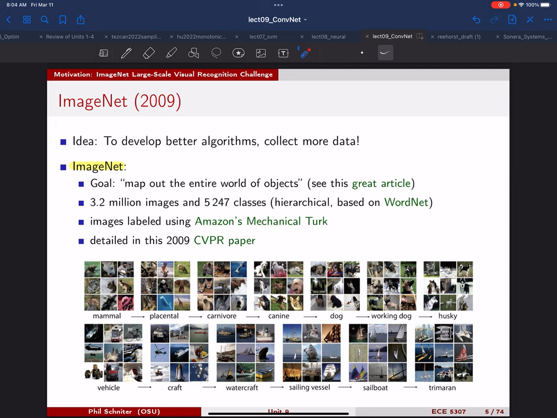The way they eventually did it was they collected 3.2 million images and more than 5,000 classes. And the way they set out even to organize all these different objects was inspired by an earlier data set that was collected from the linguistics side, where people said, let's come up with a hierarchical way of organizing all common words. And this kind of hierarchical idea was also used in ImageNet.